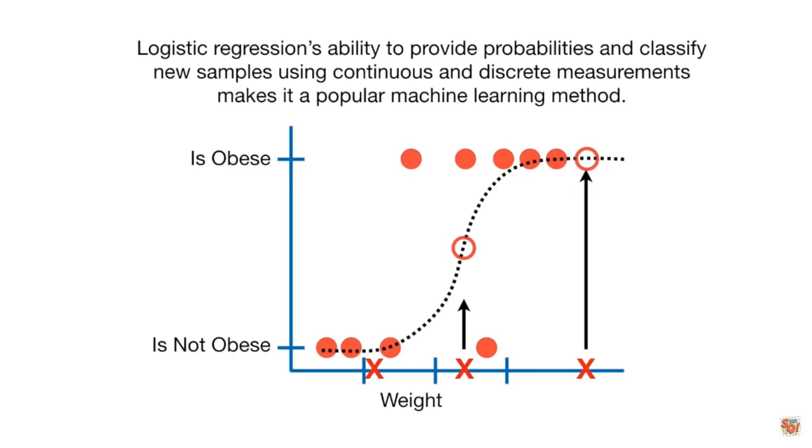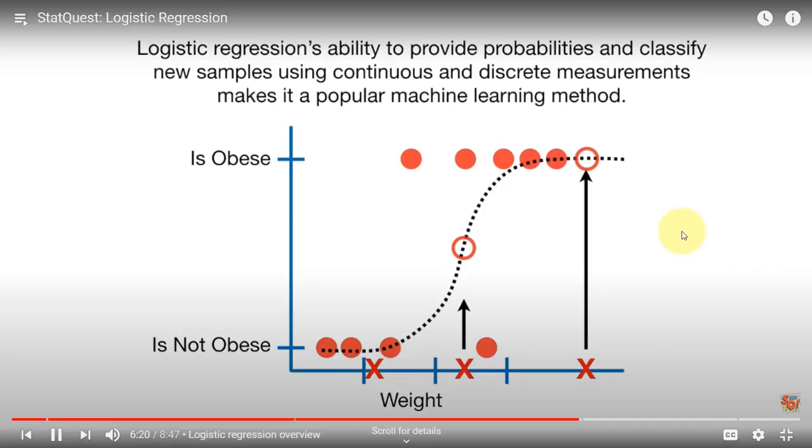Logistic regression's ability to provide probabilities and classify new samples using continuous and discrete measurements makes it a popular machine learning method. Okay, so let's just take note of that: when we use logistic regression, we can get a class as the output. We can say it is not obese or it is obese, but we also get these probabilities, which is kind of interesting. We get both of these. We get a probability like 90%, and then since we have a cutoff, we can say it is obese. That is, if we have a 50% cutoff, then we can say it's obese. So we not only get the probability, but we also get the class. So having those probabilities can be useful.